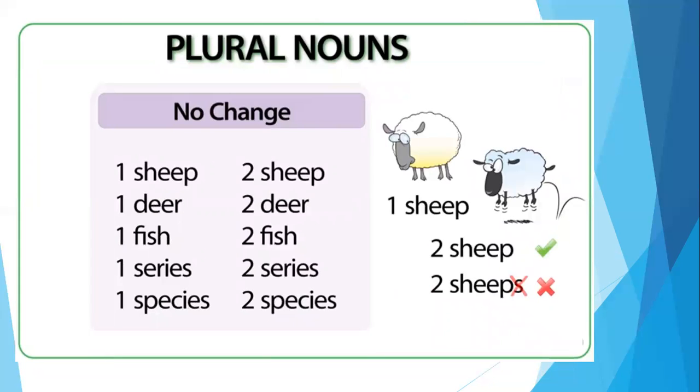Here we have some nouns. They don't have a plural form as we discussed earlier. These nouns have the plural as in singular. You can see the examples. One sheep, two sheep. We don't say sheeps. There's no change in singular and plural. One deer, two deer. One fish, two fish. One series, two series. One species, two species.